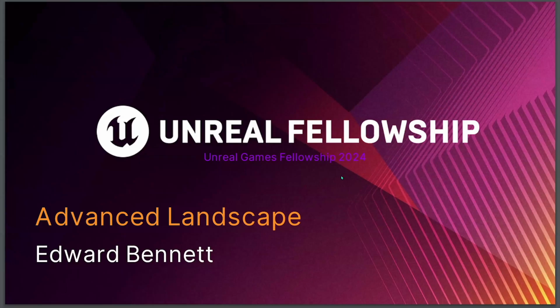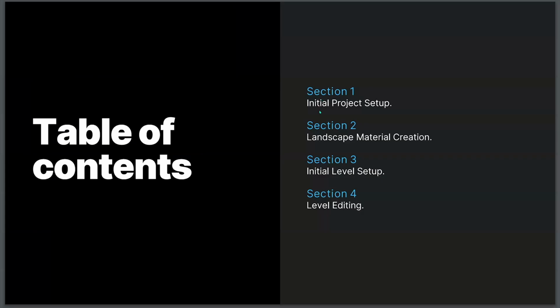And so we're going to see first how to set up a project. We're going to go through landscape material creation. There's a bunch of ways of doing a landscape material, and I'm going to go through how it is done here. I've created a bunch of landscape materials, in case you're interested in seeing other ways of creating them. Then we'll see how to set up a level and level editing. I hope I can go through all of this. If not, we've got the labs afterwards if you've got more questions.